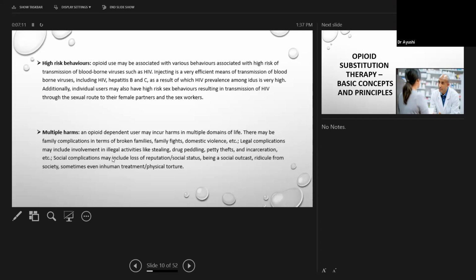These include family complications like broken families, family fights, and domestic violence. Legal complications may include illegal activities like stealing, drug peddling, and petty thefts. Social complications may include loss of reputation or social status, being a social outcast, ridicule from society, and sometimes even inhuman treatment or physical torture.